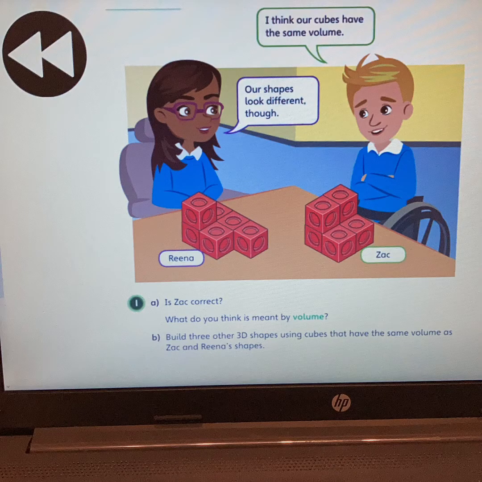So here is our Fluency first for today, which is a bit of a rewind. So we're going to have a think about what is volume. What do we mean by it? So we've got Rena and Zach here having a discussion.